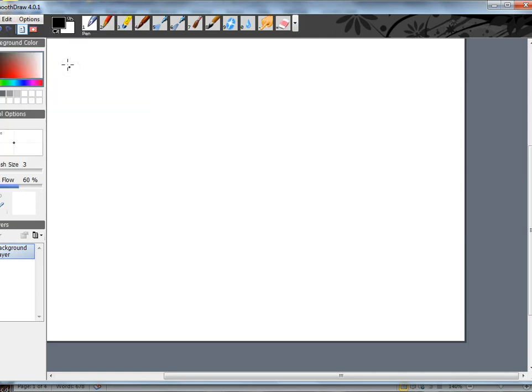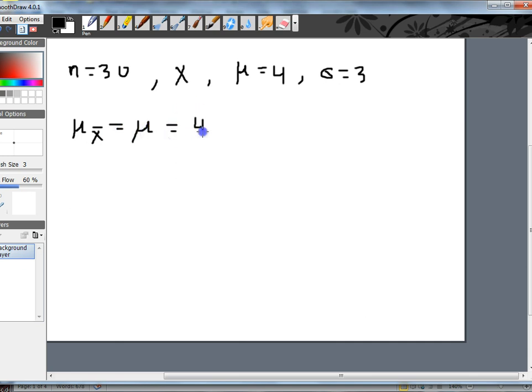Clear. So now I have n. I want to pick a sample size of 30 from a population x where the mean of x is 4 and the standard deviation of x is 3. Okay, so the first question is, what's the mean of x bar? And of course we know from that formula it's the same as mu of x, which is 4.